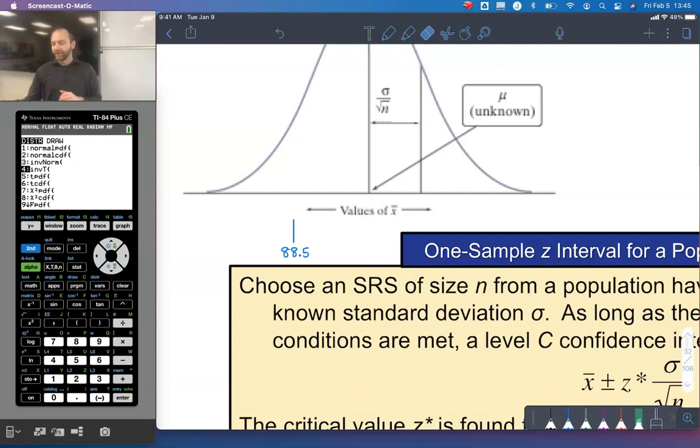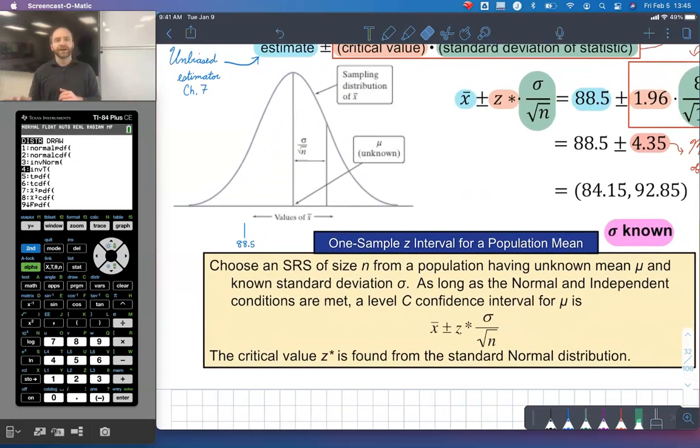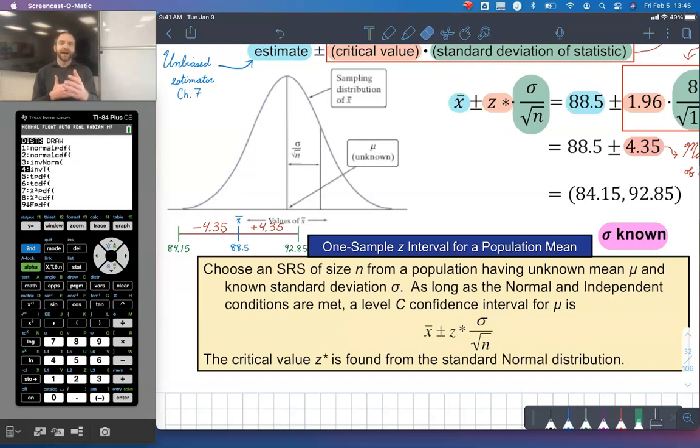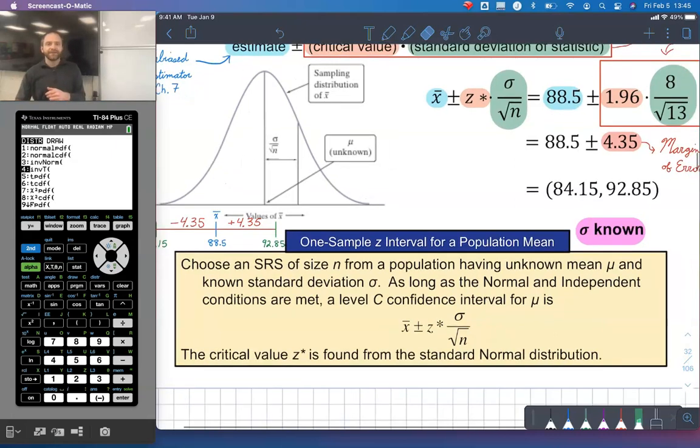And if I'm looking at it, I go, fine. If I have a margin of error of 4.35, what that means is I'm going to go to the left and to the right 4.35 units away from the 88.5. And that's where I got the numbers of 84.15 and 92.85. And so that's really what we're doing. If that distribution is the graph I'm supposed to have, I captured it. I captured the population mean. So here's what we have now.